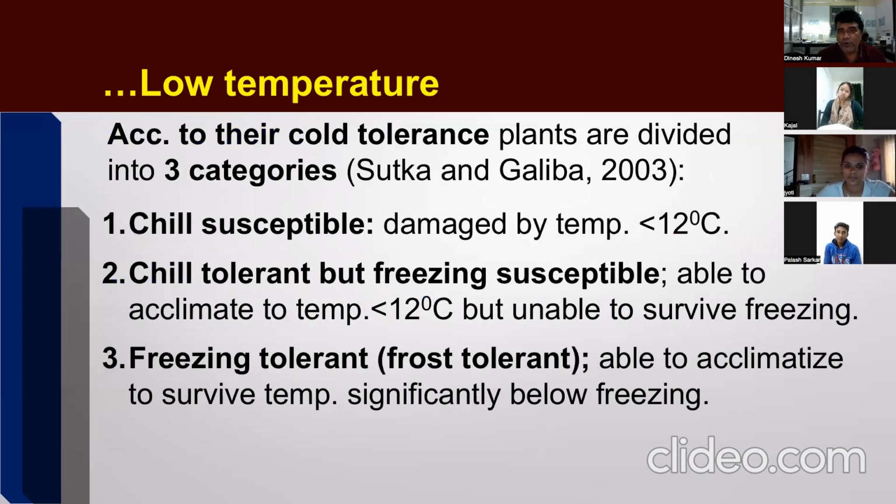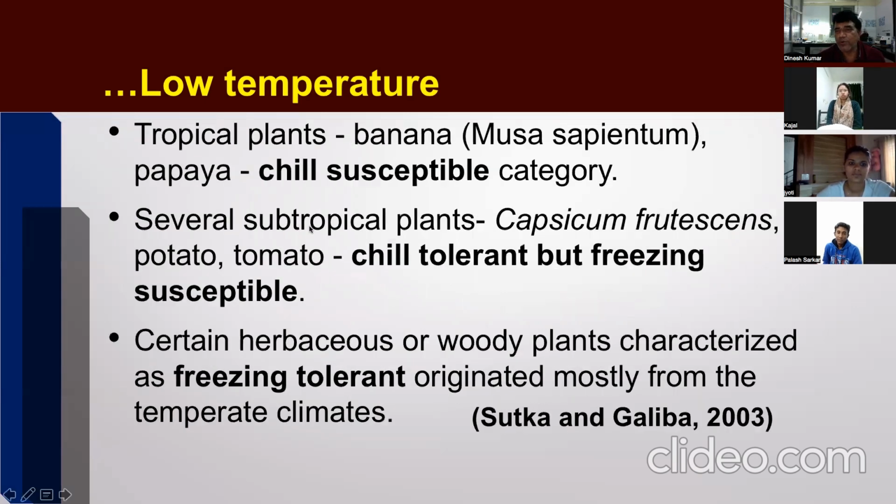Now, according to cold tolerance, plants can be divided into three categories. One is plants which are chill susceptible. They are damaged by temperature less than 12 degrees centigrade. Second, chill tolerant but freezing susceptible. They are able to acclimate to temperatures around 12 degrees centigrade, but unable to survive at freezing. Third is freezing tolerant or frost tolerant, able to acclimatize to survive temperatures significantly below freezing. So there are three different categories of plants according to cold tolerance.